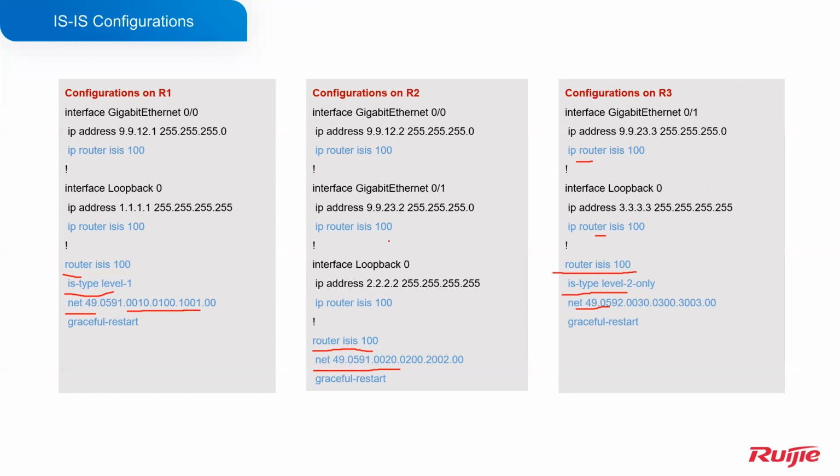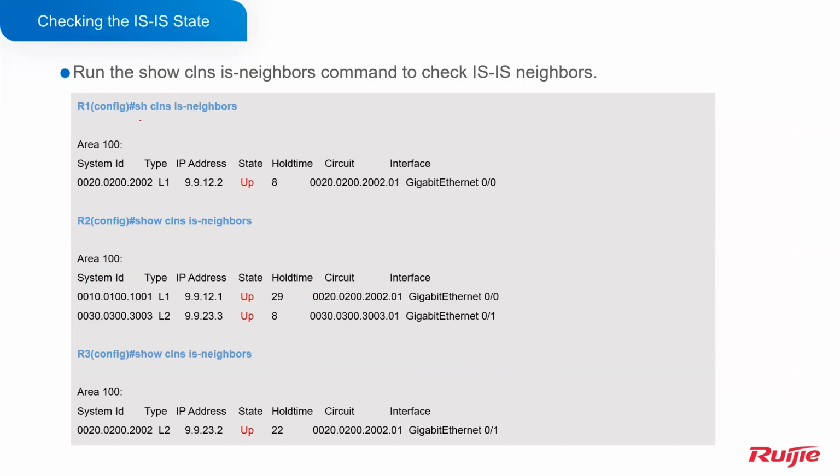Then after you add the configuration, you can check some status. First, you can show your CLNS neighbor. This is a key command to check your neighbor relationship: show clns is-neighbors. And on route 1, you only have one neighbor, route 2, right? And now your status is up. About route 2, you will have 2 neighbors, and all of their status will be up. And route 3 also only has one neighbor, route 2. The status of all of them is up.